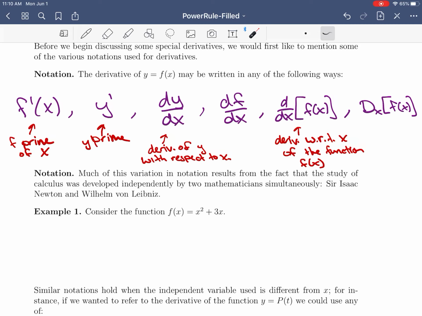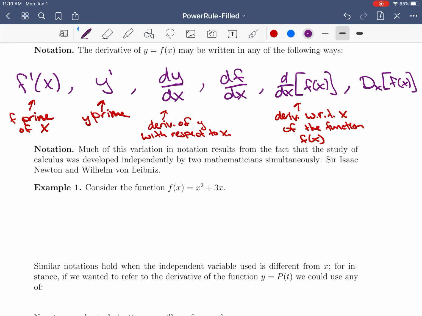Why do we have these two notations? Well, calculus was independently developed by Sir Isaac Newton and Wilhelm von Leibniz, and they used different notation. That's why we have these different notations, and they each have their own advantages and disadvantages. In certain scenarios, we're more likely to use one over the other. So they're all in use throughout calculus today.